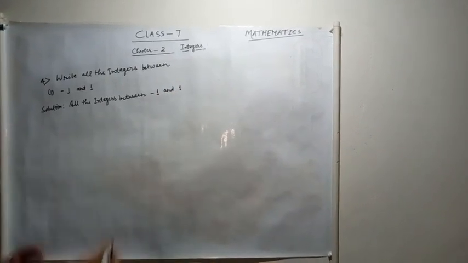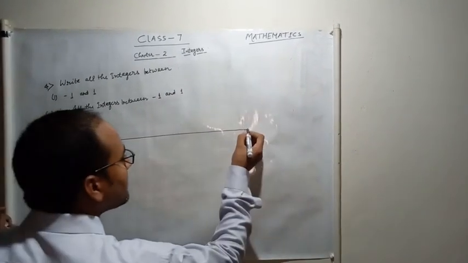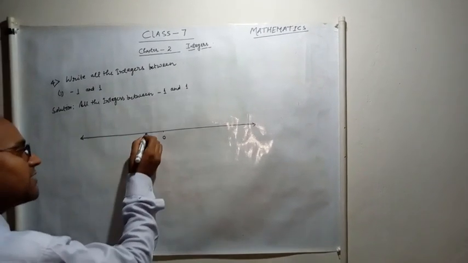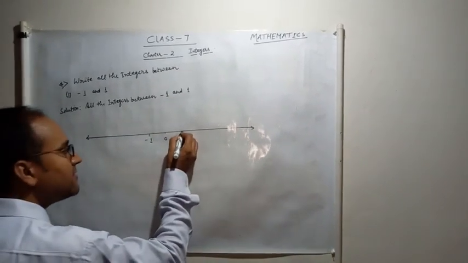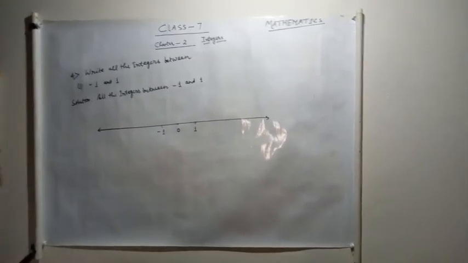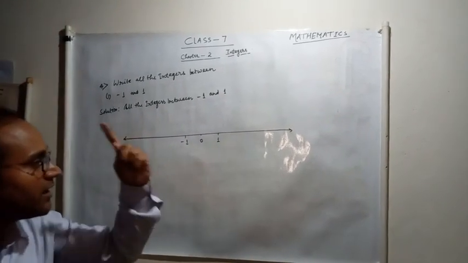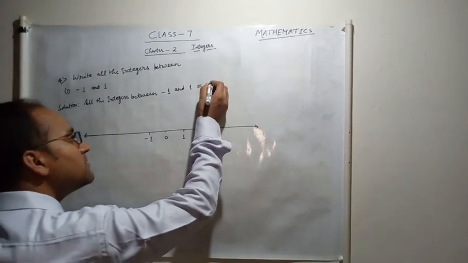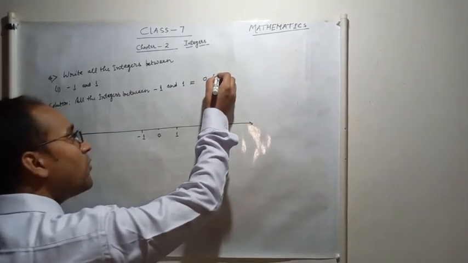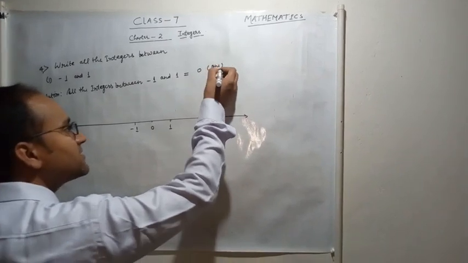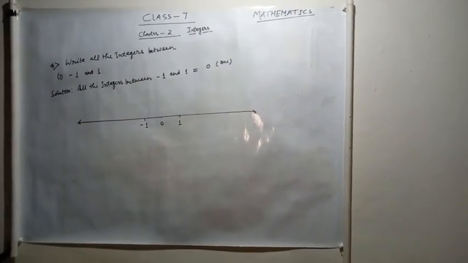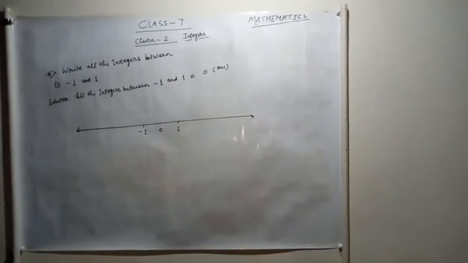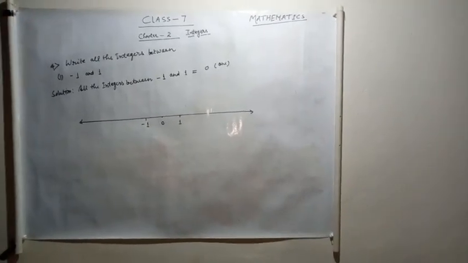With the help of a number line, I will show you. Here is 0. First we take 0, on the left side we take the negative integers, and on the right side the positive integers. So between -1 and 1 there is only one integer, and that is 0. All the integers between -1 and 1: that is 0. Another question I want to try.